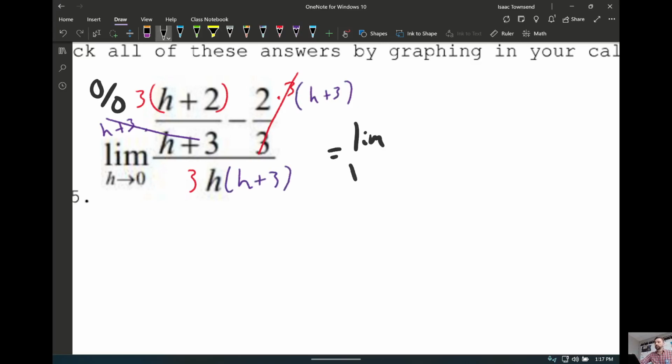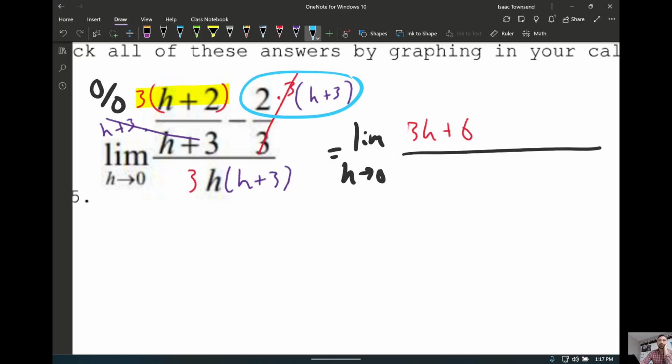Now, what tends to happen here, maybe more so for me because my handwriting is probably worse than yours, but if you're not real careful with making this look as neat as possible, you're going to lose some stuff. You need to be real careful with what you have left over. Since these two canceled, I'm left with the 3 times H plus 2. I'm just going to change that to 3H plus 6. Over here, 2 times H plus 3. And then the denominator, nothing canceled.